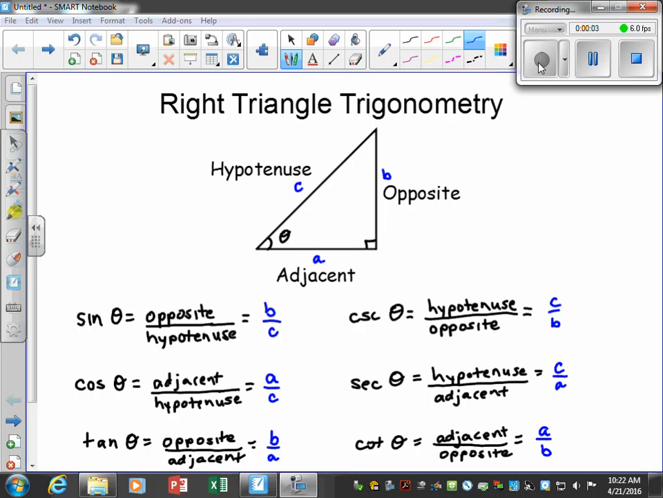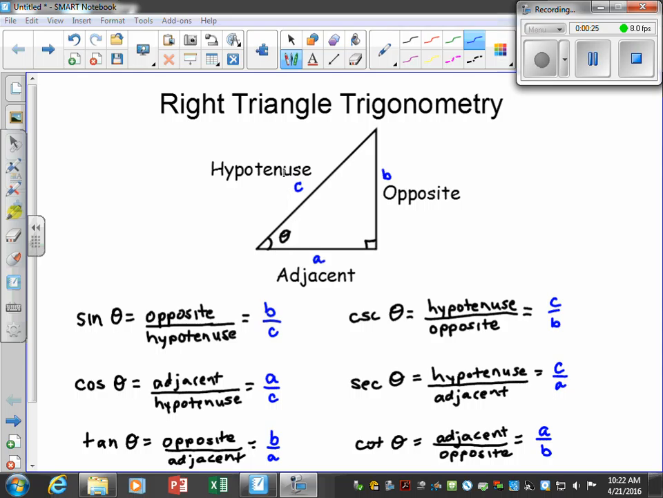Okay, we're going to be looking at right triangle trigonometry today. So we're going to be defining our trig functions with respect to this triangle as it's defined here. If this is angle theta, this is considered the opposite side of angle theta, and in this case we'll denote it with a letter B. This is the adjacent side, so it's A.